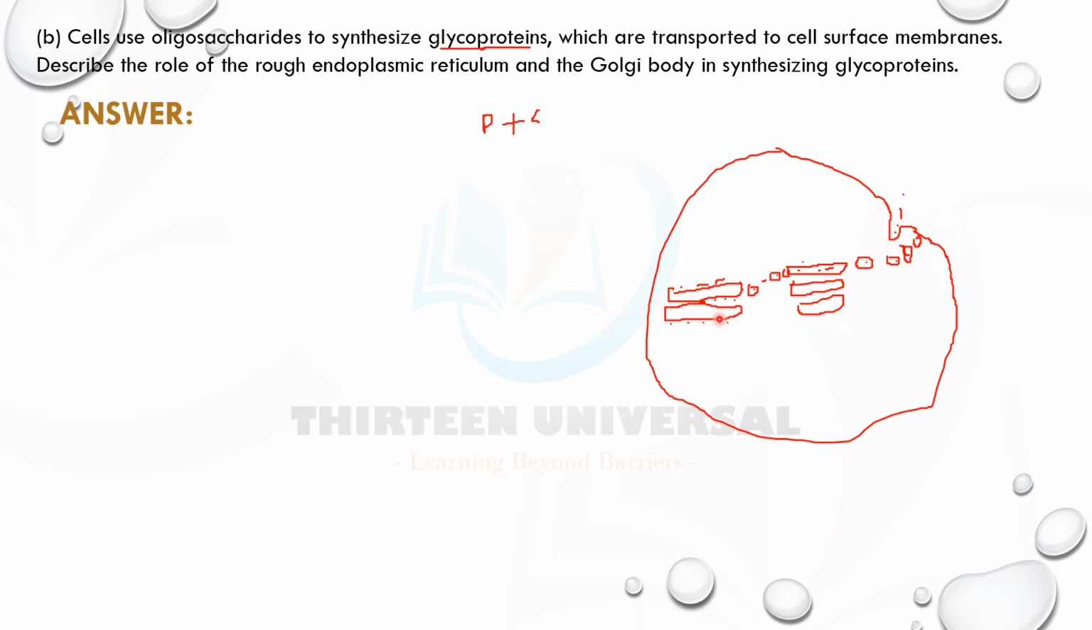Protein is synthesized here by joining amino acids, and then it's also modified by folding, maybe forming secondary structure, and packaged in vesicle. The vesicle moves to the Golgi and fuses with Golgi, so the protein there is further modified by addition of carbohydrate to form glycoprotein. Then Golgi packages them in vesicles, and the vesicles help to transport it out.